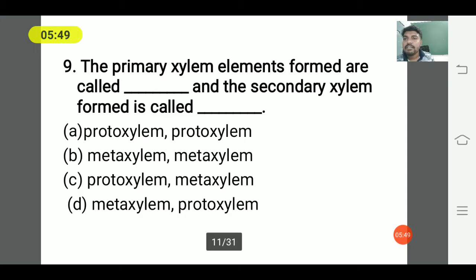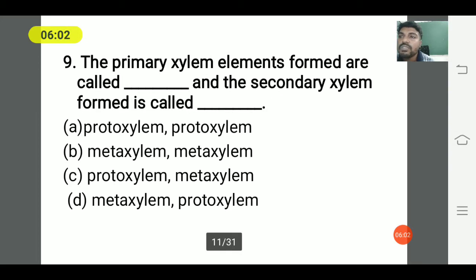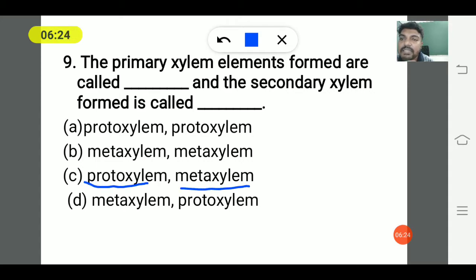Ninth question. The primary xylem elements formed are called dash and the secondary xylem formed are called dash. The first formed xylem elements are called protoxylem, and the secondary xylem is called metaxylem. Options: protoxylem, metaxylem, and so on. So the first formed xylem elements are called protoxylem and the later formed are called metaxylem. So option C is the right answer.